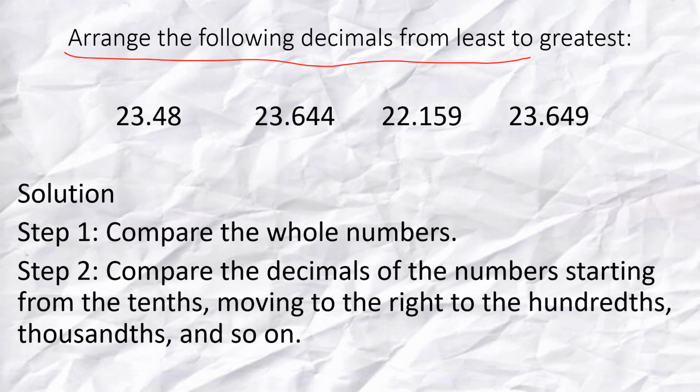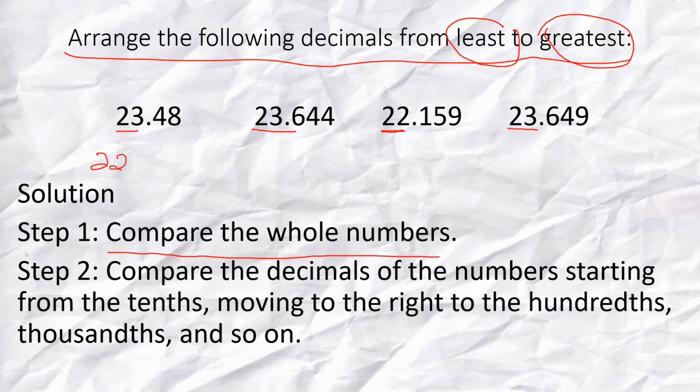How about, let us now try this one. Arrange the following decimals from least to greatest. From the word least, pinakamaliit or mababa, while greatest, pinakamalaki or has the largest value. Among the 4 given, we have to compare first their whole numbers. In this case, this is 23, this is 23, this is 22, this is 23. We can say that 22 here is the smallest one. So this is now your first answer, which is the number that has the least value.